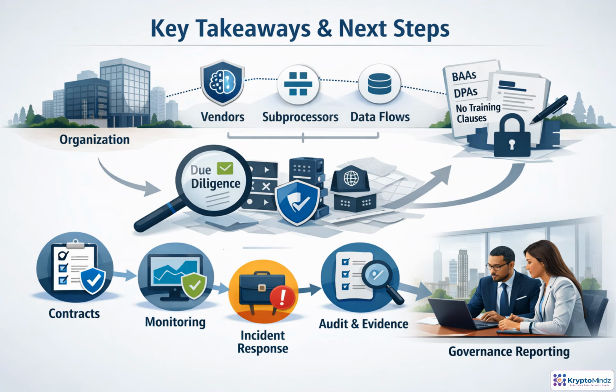The key lesson is that third-party AI risk is not a vendor checklist. It is a governance chain. Assess the provider, lock requirements into contracts, monitor performance, prepare for incidents, and preserve evidence. Next, we turn that evidence into reporting leaders can use.